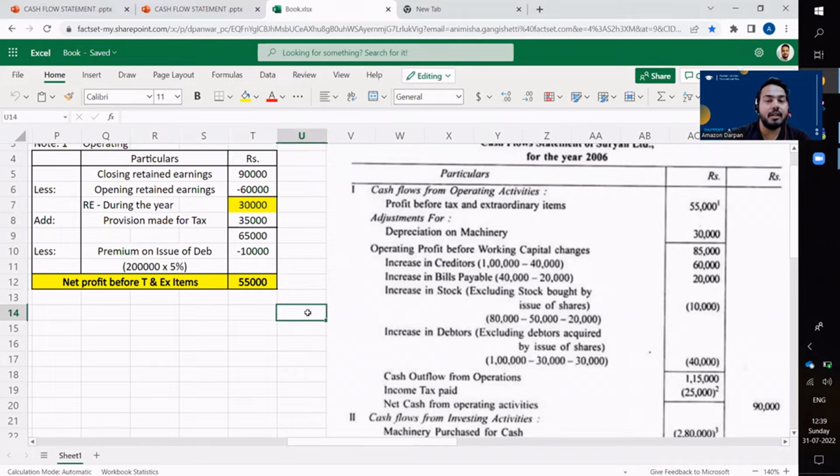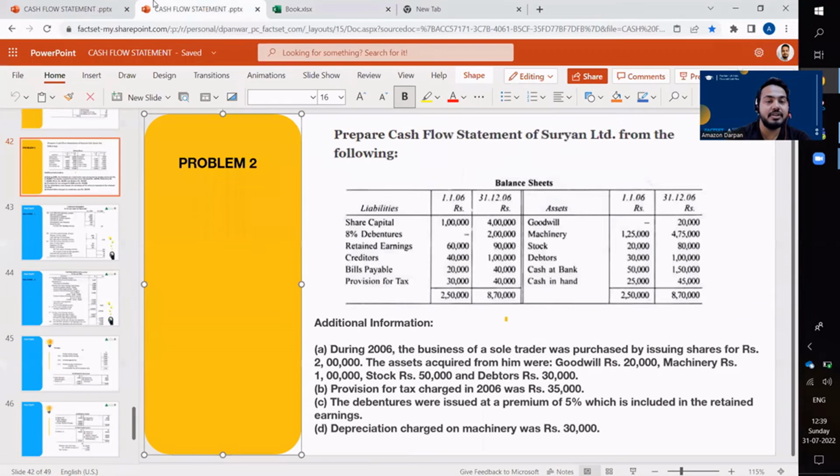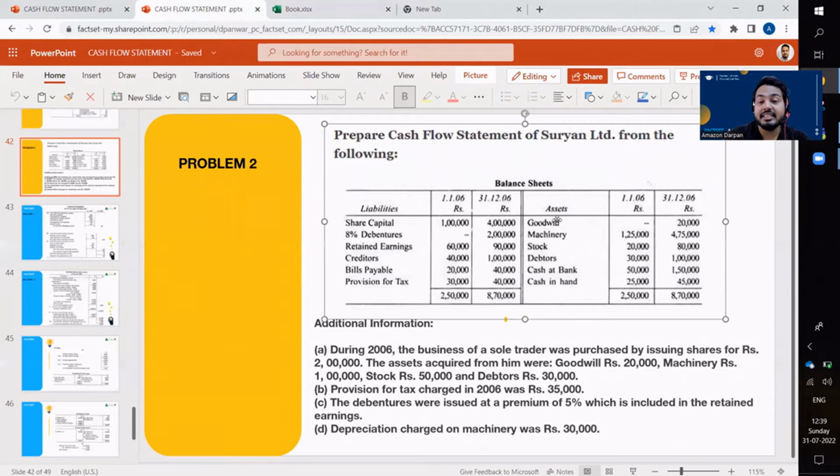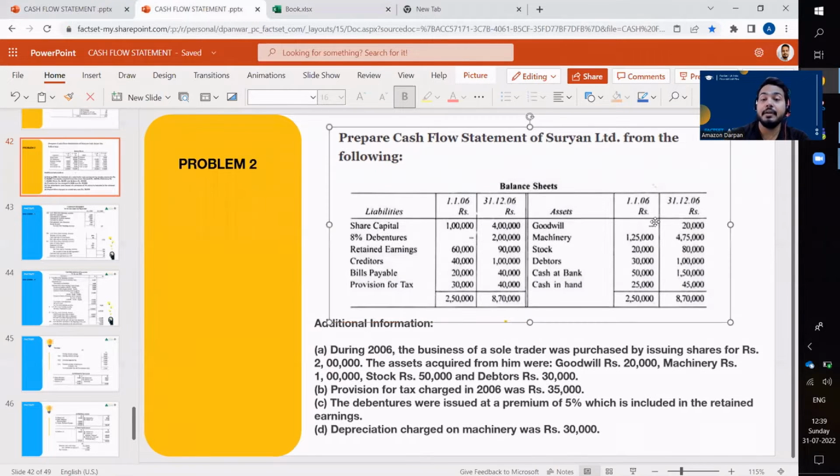Now we have looked at all the items in the balance sheet on the liability side. We only found two short-term liabilities, which are creditors and bills payable. Now we will have to look at the asset side. In assets, we have to find out what the current assets are. We clearly know goodwill is an intangible asset, and it's a long-term asset. It's not a current asset, right?